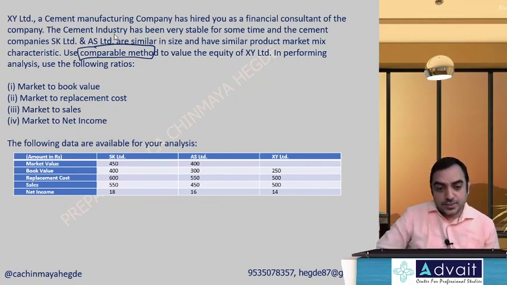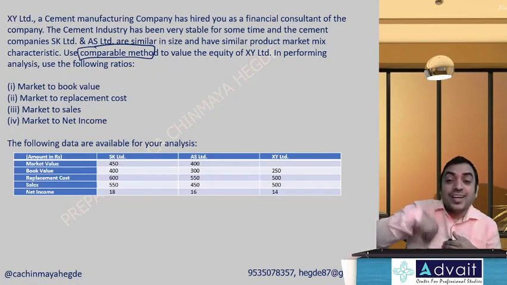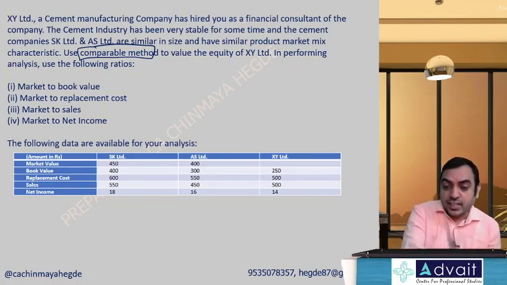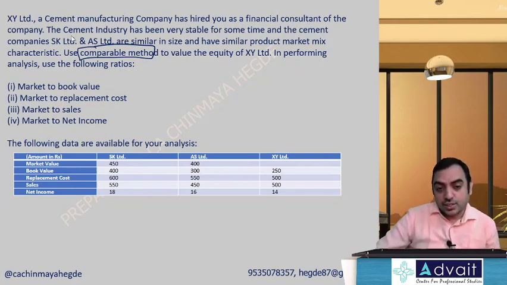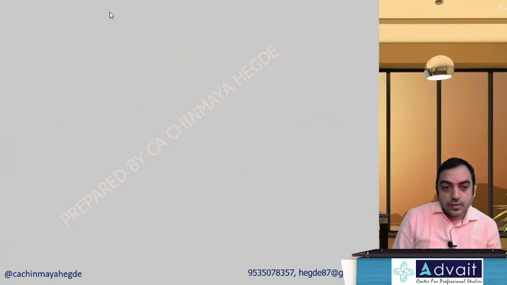Here we have two companies. Just give me 1 second. Now, basically what we are trying to do here is compute the industry average and overlay it on the company ratios. Now, industry here, we don't have many companies, we have only two in the industry: SK Limited and AS Limited. So we can take a simple average, thereby we get the industry average. So we'll do it on a columnar basis.